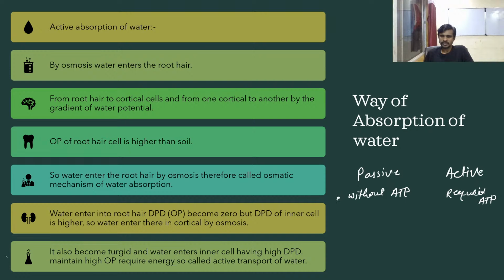Passive absorption is driven by the osmotic pressure or diffusion pressure, or you can say because of the concentration gradient. Active absorption is opposite to the concentration gradient, and that's why it requires ATP, because it is going to move against the concentration gradient. So this is the main difference between active and passive. Are you getting my point?